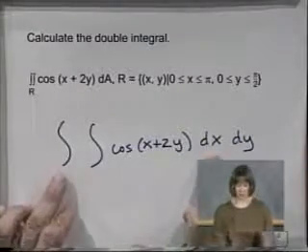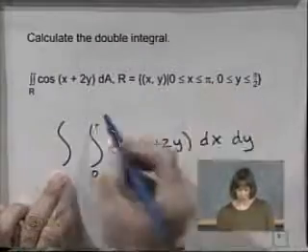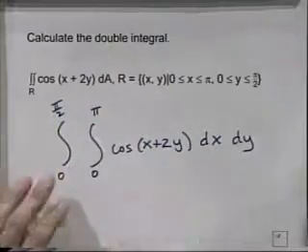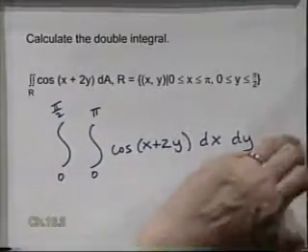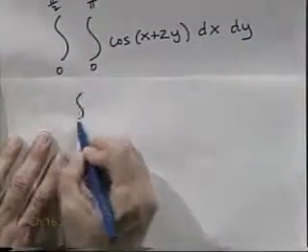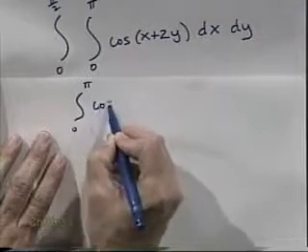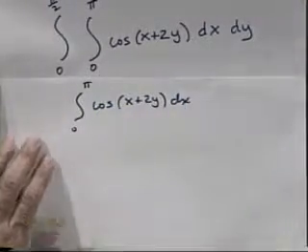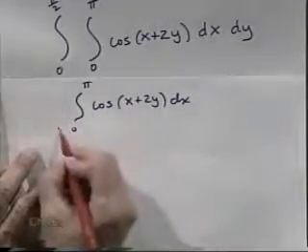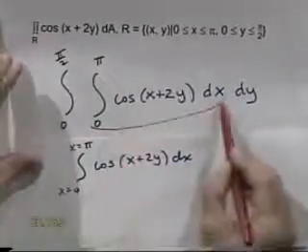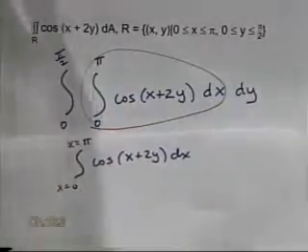So what's x ranging from? 0 to pi. And what's y ranging from? From 0 to pi over 2. So we have to do that inner integral first. And the inner integral first is the integral from 0 to pi of cosine of x plus 2y dx. And notice this is as x ranges from 0 to pi. We're doing this one first, which we have to. You must go from the inside out.